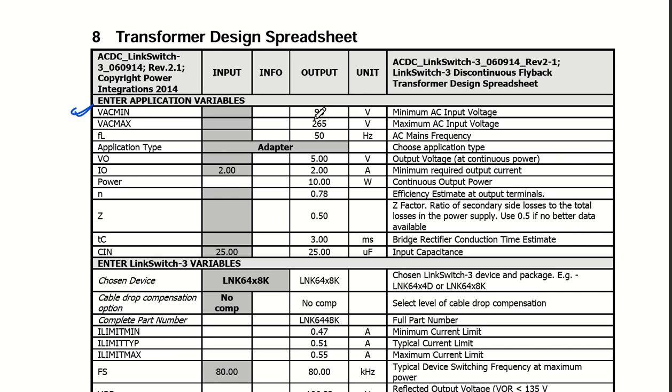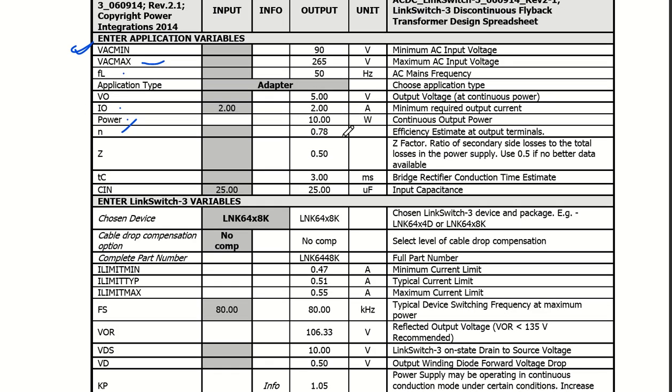So you can see VAC minimum is 90 volt, VAC maximum is 265 volt, line frequency is 50 hertz. Application type is adapter type, so you can keep it open frame also if you want, otherwise adapter means it will be closed. Then output voltage is 5 volt, output current is 2 ampere, and power is going to be 5 into 2, that is 10 watt. The efficiency is higher here, which is 0.76, sorry, 0.78, which is 78%. However, our design reached 76% only.